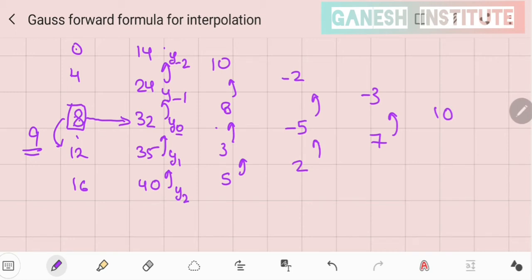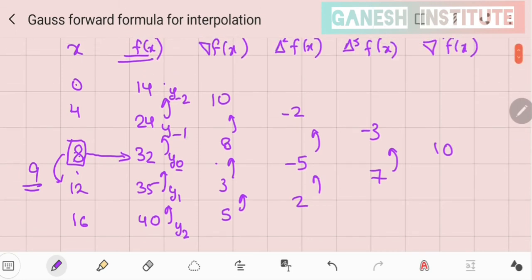Then again, if you apply this minus this, y minus 1 minus y minus 2, then only you get 10, right? So this would be your del y minus 2, okay? Just keep moving on: del y minus 1, del y naught, del y1, right? Then again del y minus 1 minus del y minus 2 is this value, minus 2. So this would be your del square y minus 2, okay?